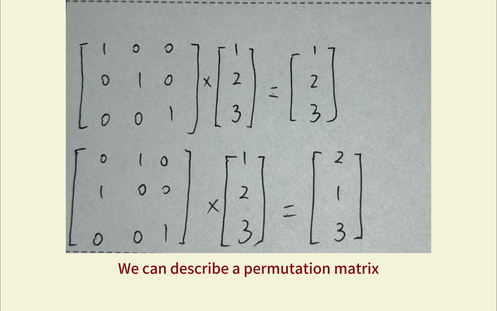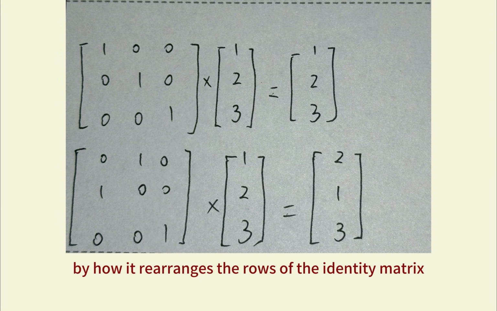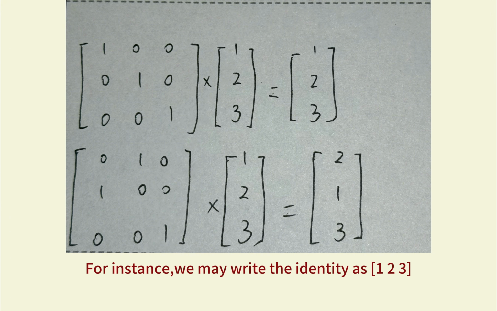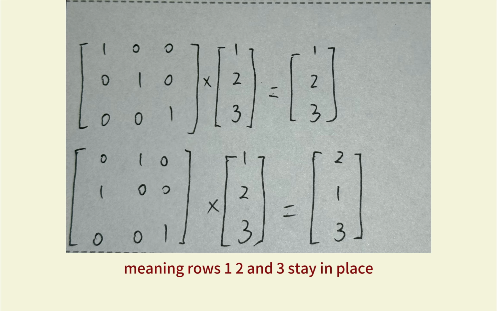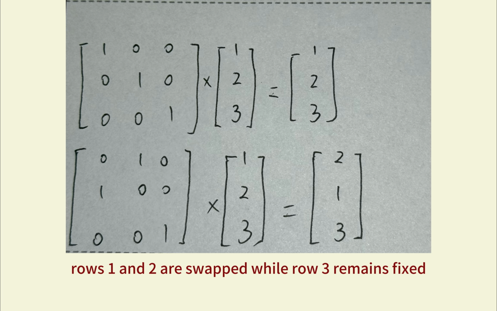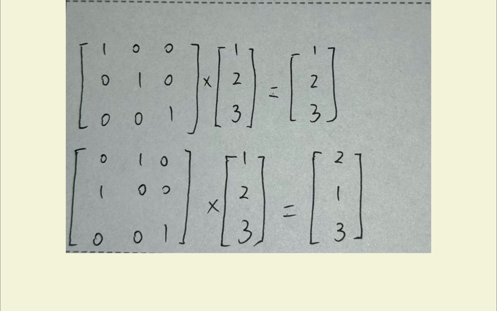We can describe a permutation matrix by how it rearranges the rows of the identity matrix. For instance, we may write the identity as 1, 2, 3, meaning rows 1, 2, and 3 stay in place. A permutation like 2, 1, 3 means that rows 1 and 2 are swapped, while row 3 remains fixed.